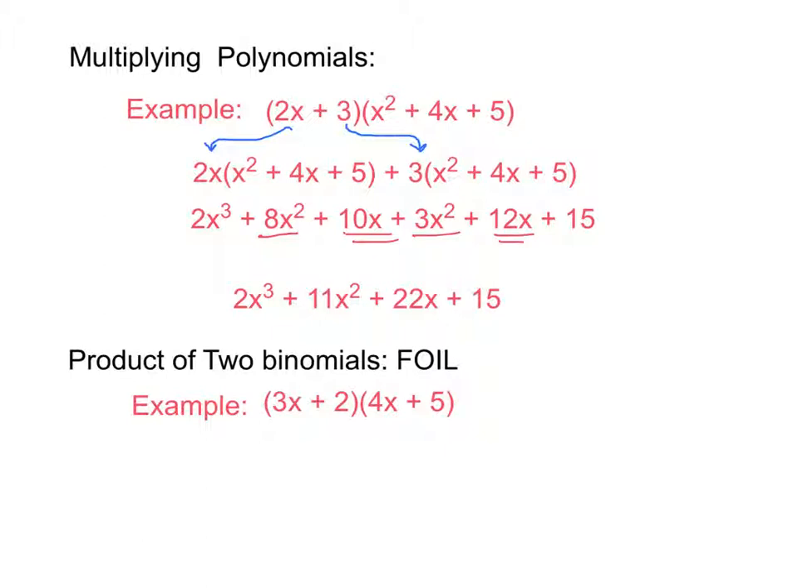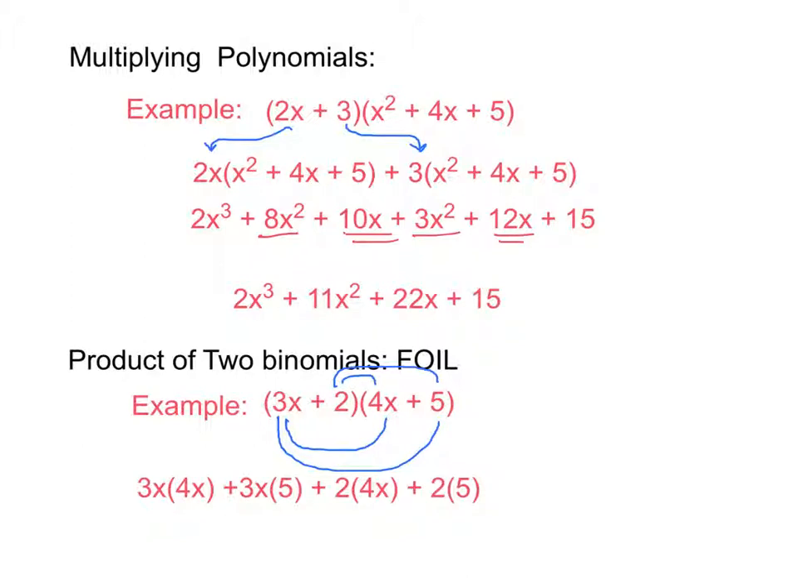So first, you would multiply the first terms. So you'd multiply the 3x times the 4x. Then you would multiply the outside terms, which would be the 3x and the 5. Then you'd multiply the inside terms, which would be the 2 and the 4x. And then finally, you'd multiply the last terms, which would be the 2 and the 5. And the result would look something like this.